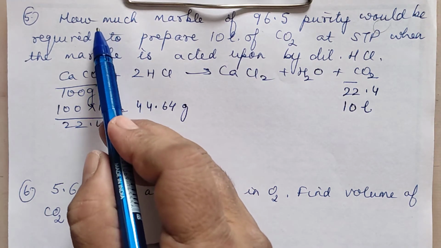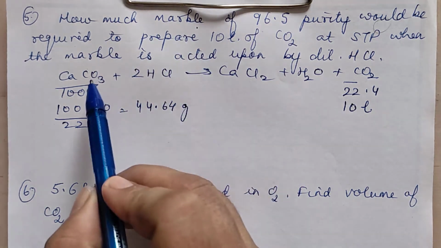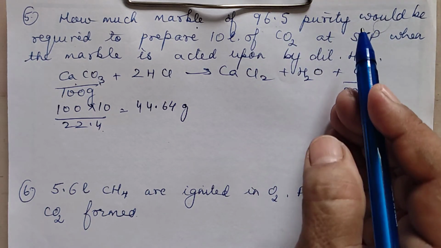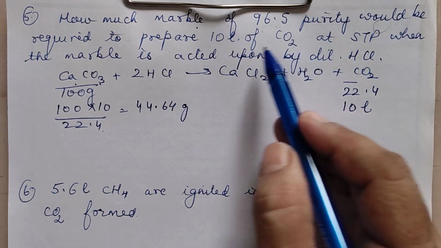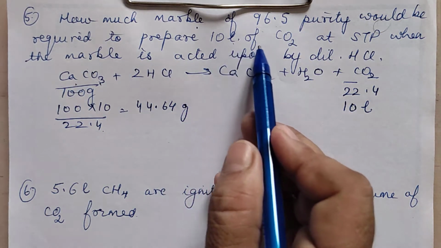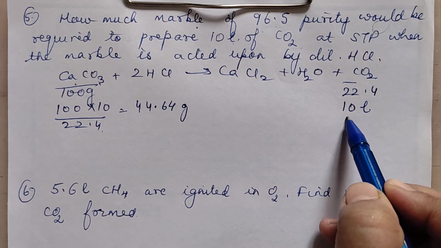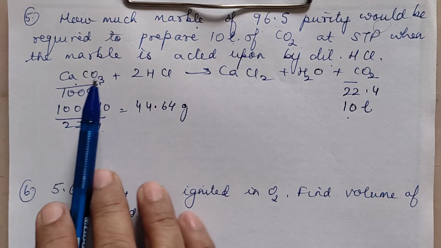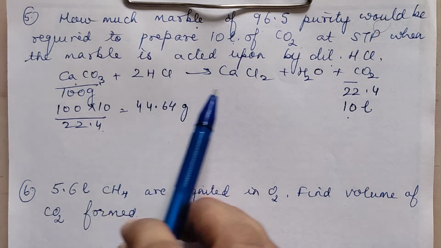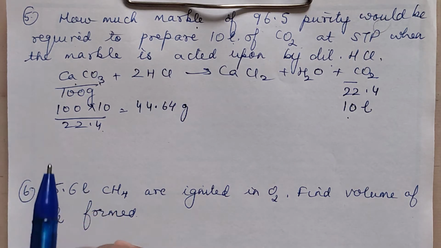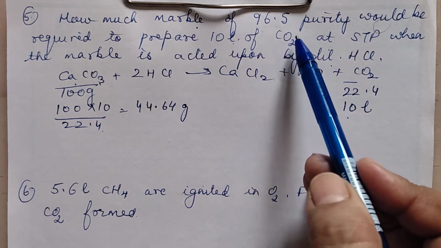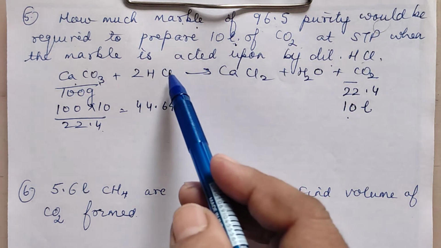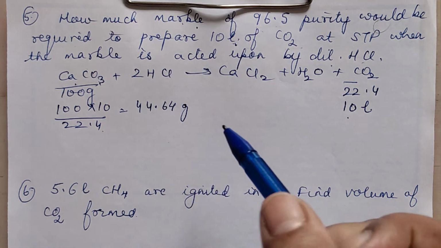It says how much marble, meaning calcium carbonate of 96.5% purity, like we did just now for sulfuric acid, would be required to prepare 10 liter of carbon dioxide. We want to produce 10 liter of carbon dioxide when it is treated with HCl. So we wrote the equation, calcium carbonate plus HCl. Just the equation will be written and you will balance it. Which two things are involved in the question? They are talking about carbon dioxide and marble. HCl they have just given for writing the equation; its mass and all is not given.